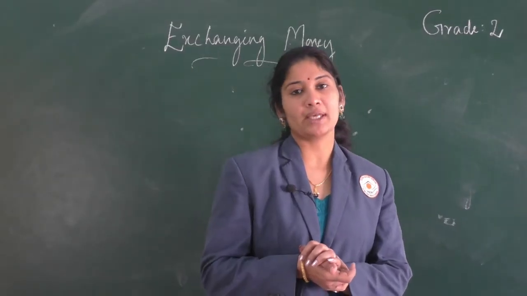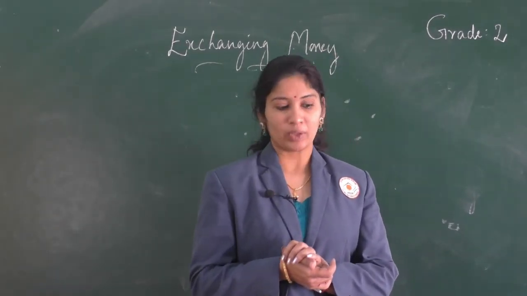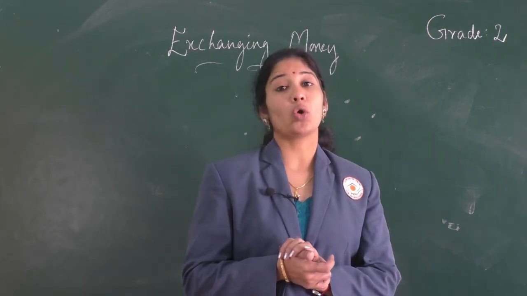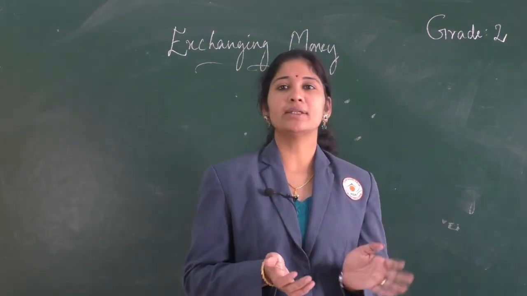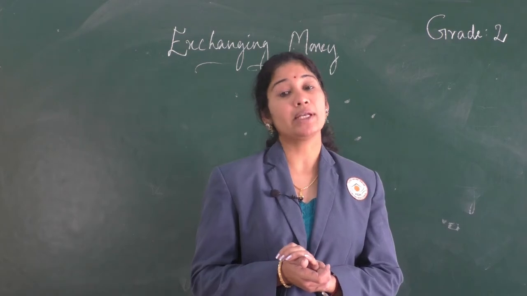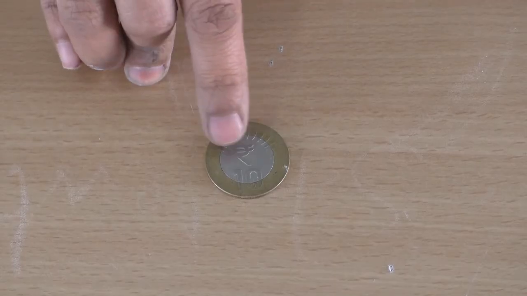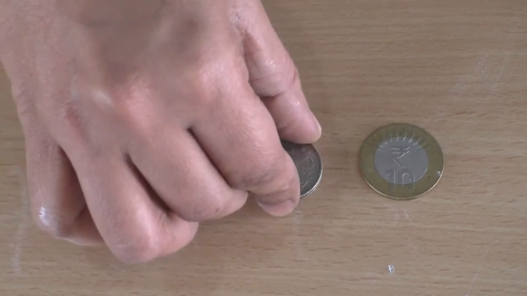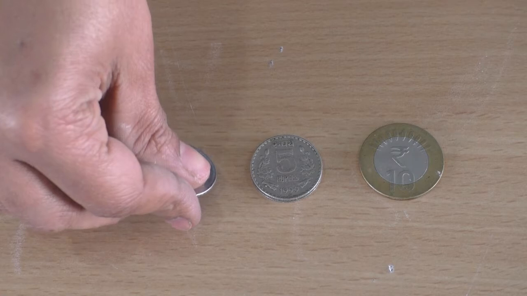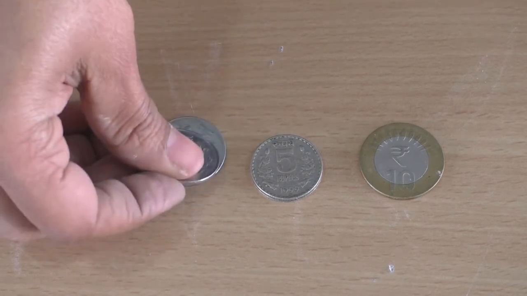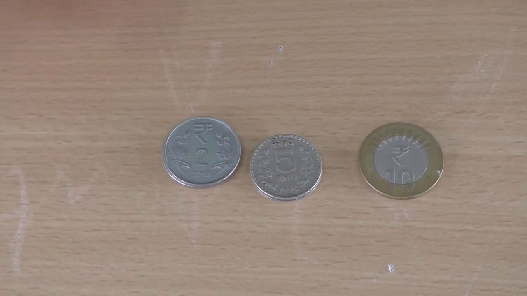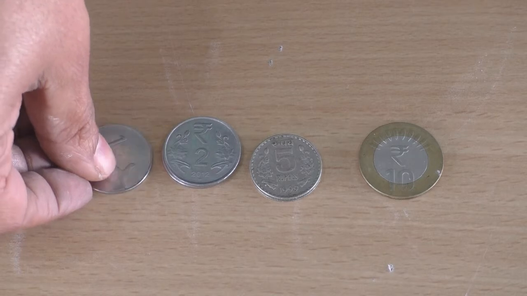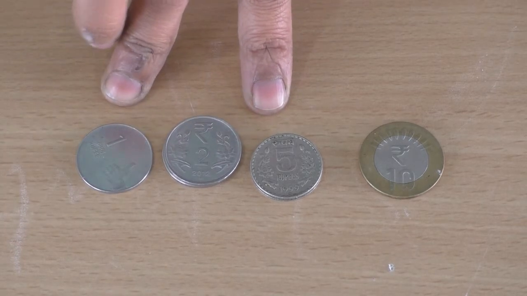Children, our next topic is exchanging money. We can exchange a note or money with other notes and coins in different ways. Children, this is a 10 rupee coin. We can exchange it with a 5 rupee coin and a 2 rupee coin and a 1 rupee coin. So the total amount is 10 rupees.